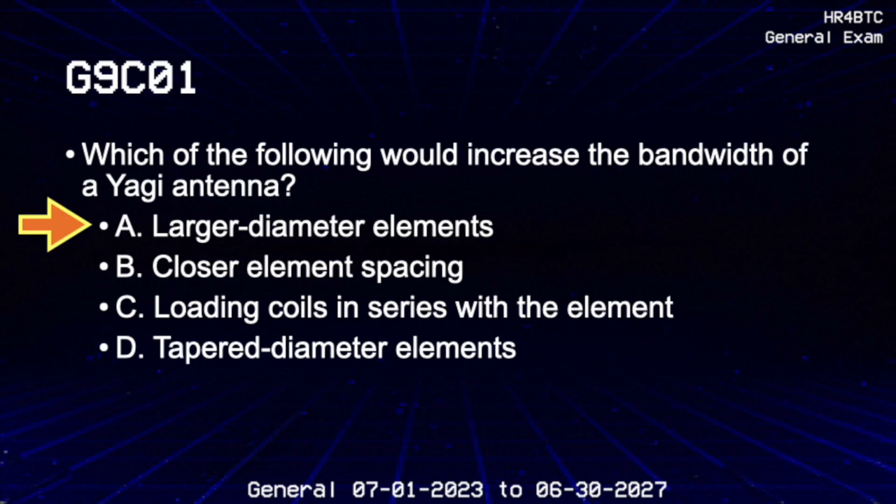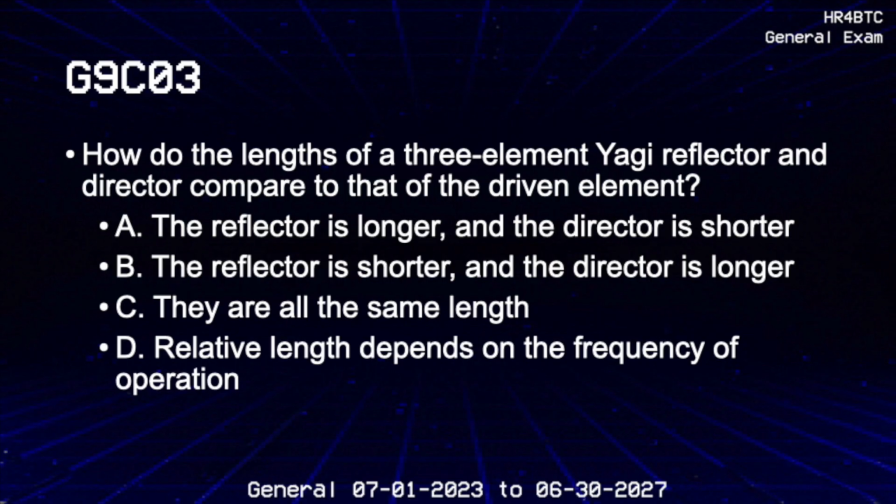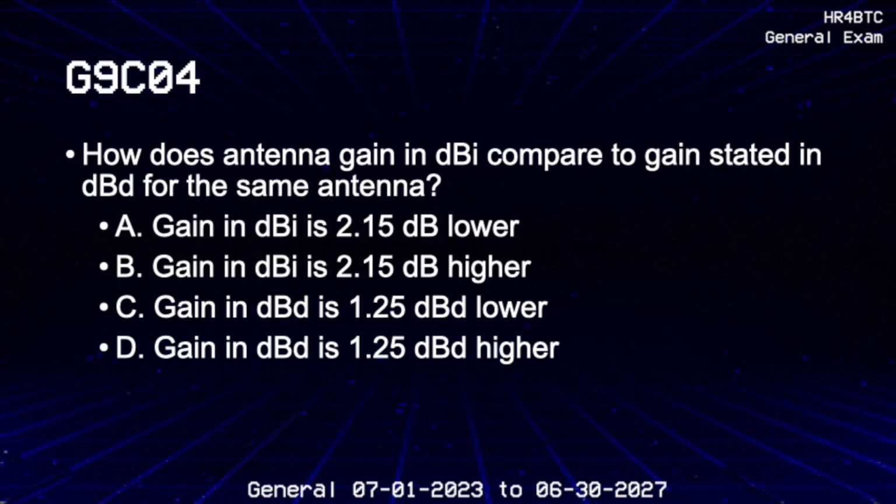Larger diameter elements. What is the approximate length of the driven element of a Yagi antenna? 1/2 wavelength. How do the lengths of a 3-element Yagi reflector and director compare to that of the driven element? The reflector is longer, and the director is shorter. How does antenna gain in dBi compare to gain stated in dBd for the same antenna? Gain in dBi is 2.15 decibels higher.